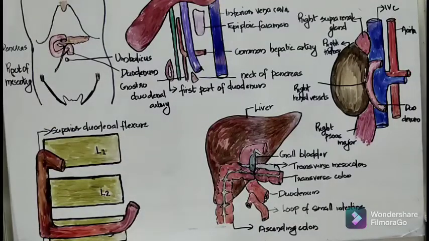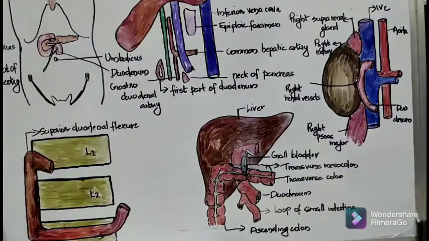First we will discuss the superior part of the duodenum. It is only about 5 centimeter long. It begins at the pylorus, passes backwards, upwards and to the right, and continues with the superior duodenal flexure. This is the superior duodenal flexure and this is the inferior duodenal flexure.